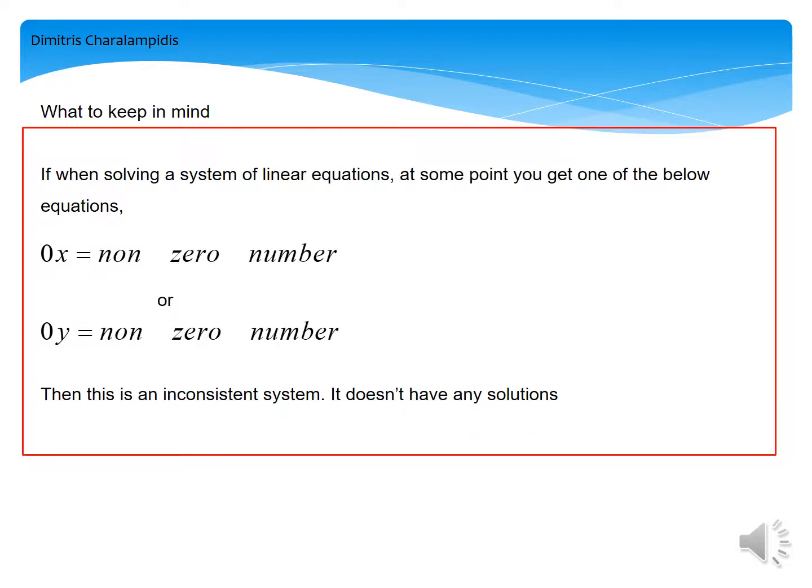Finally, let's see what to keep in mind. If, when solving a system of linear equations, at some point you get one of the below equations, either 0 times x equals a non-zero number or 0 times y equals a non-zero number, then this will mean for our system that it will be an inconsistent one, which means that it will not have any solutions.